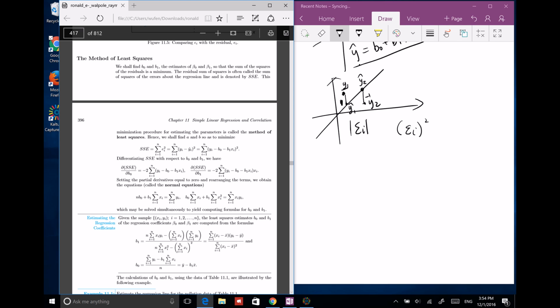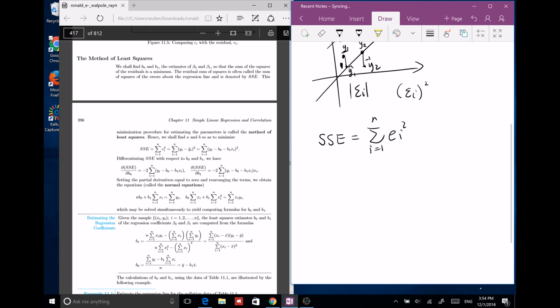Okay, so we want to minimize the SSE, I think it's called the sum of squares of the error. So basically add all the error squares together, i from 1 to n. So the error is the actual value yi minus the fitted value, or the approximated model value.